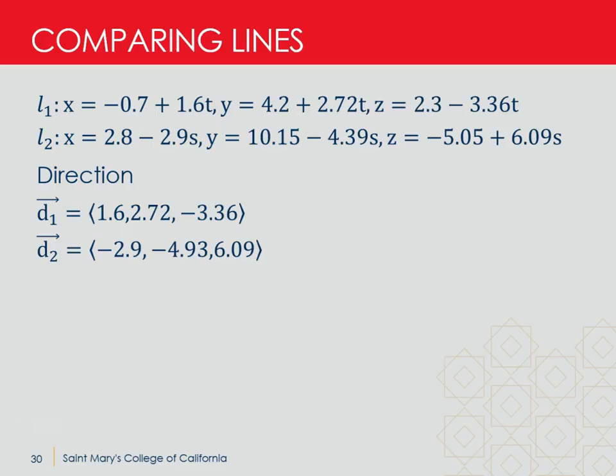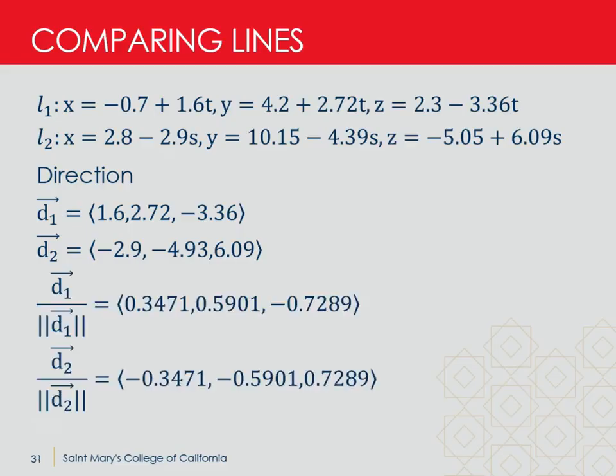Okay, so first off, let's just take their directions, right? So obviously their directions are just 1.6, 2.72, and negative 3.36 for L1, and similarly for L2. But even here, I don't think this tells us whether they are going in the same direction. Now, there's a couple of ways to think about this. One is we could just scale them to make the first entry equal to 1. But I think one other way to do it is make them so they both have magnitude 1.